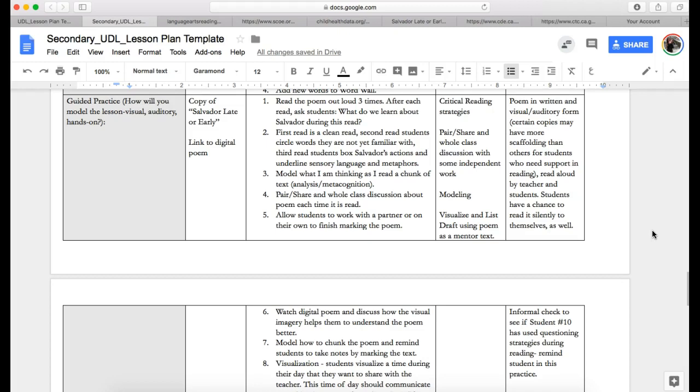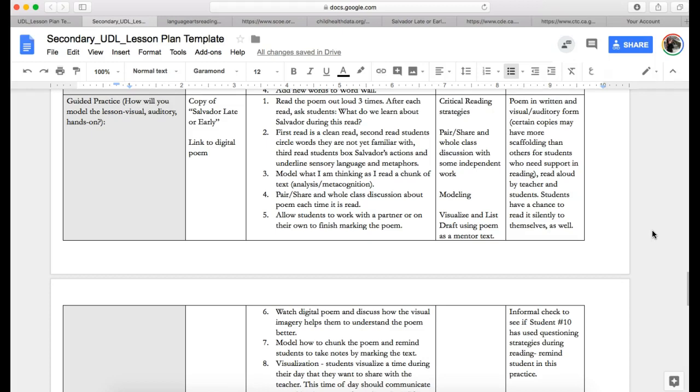So notice the strategies that we've used over here include critical reading strategies where they're marking the text, pair sharing to discuss. They might do some independent work as they're finishing to mark the text. As a teacher, I'm going to be modeling what I'm thinking, how I'm reading. And then we're going to use visualize and list as a strategy after the poem is read, where they're going to actually visualize a new setting of their own in their own life. And that will begin the process of drafting a poem that will introduce themselves to the teacher.